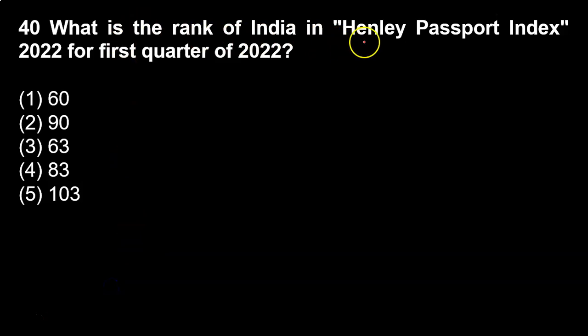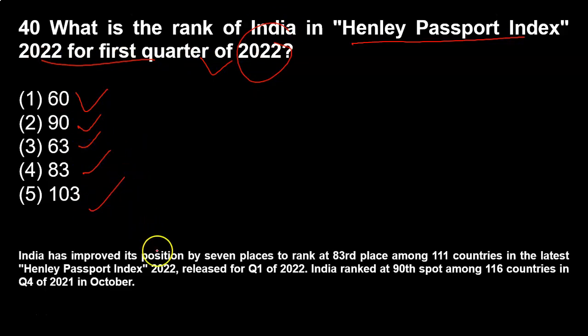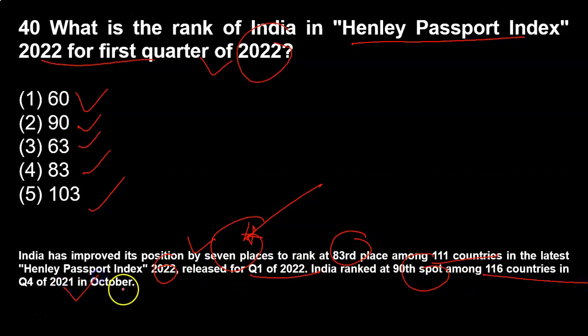What is the rank of India in the Henley Passport Index 2022 for the first quarter of 2022? Your options are 60, 90, 63, 83 or 103. India has improved its position by 7 places. Remember this point. It has improved its position by 7 places and ranks 83rd among 100 countries in the latest Henley Passport Index 2022 released for quarter 1 of 2022. India ranked 90th among 116 countries in quarter 4 of 2021 in October.